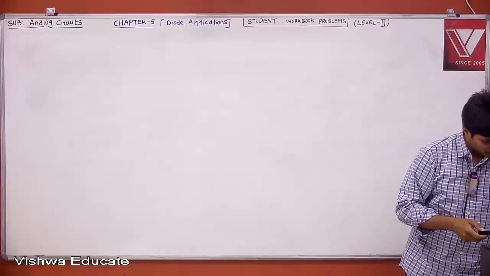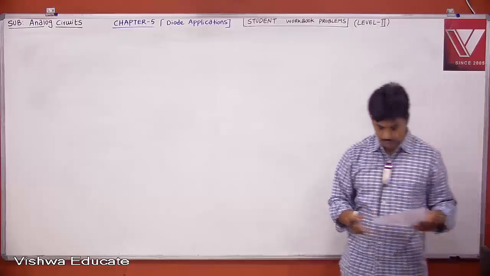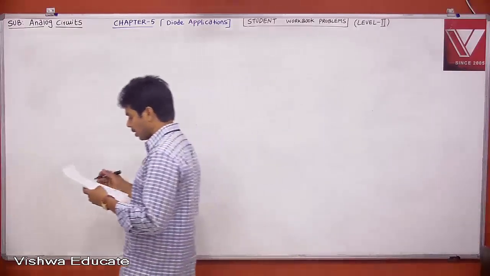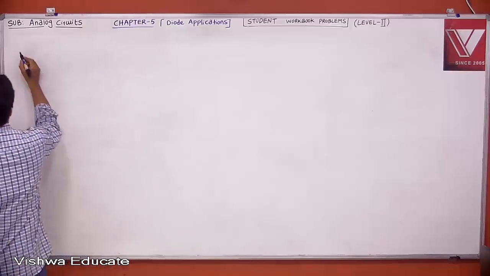Number 4, you can follow me. For the circuit shown in the figure below, assume that the Zener diode is ideal, with a breakdown voltage of 6 volts. The waveform observed across R is asked. It is straightforward.